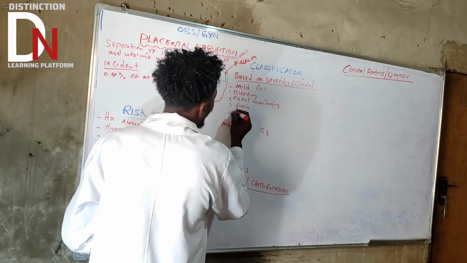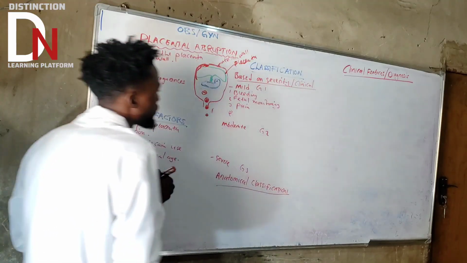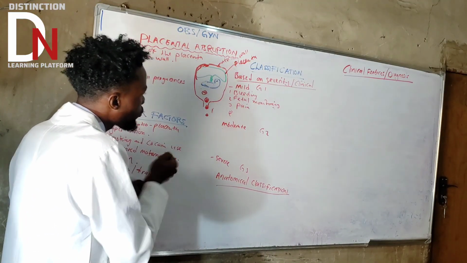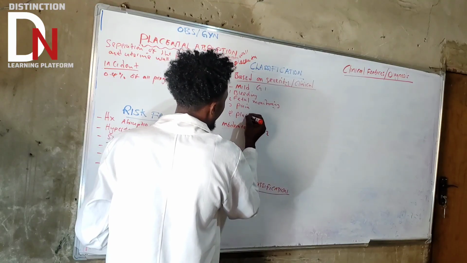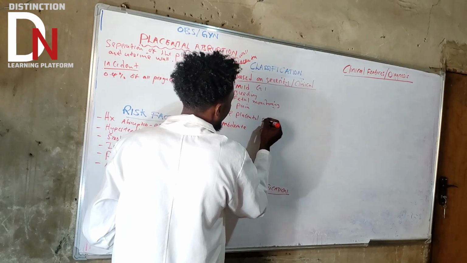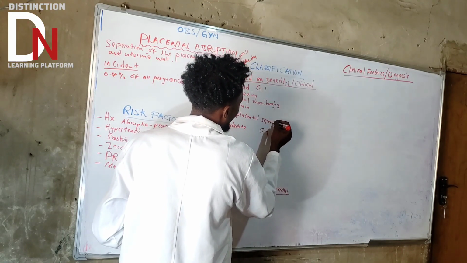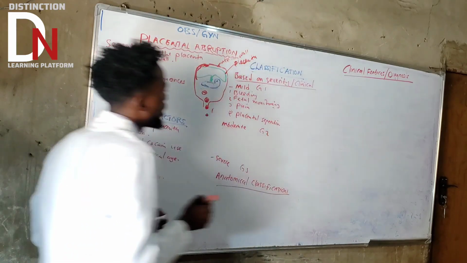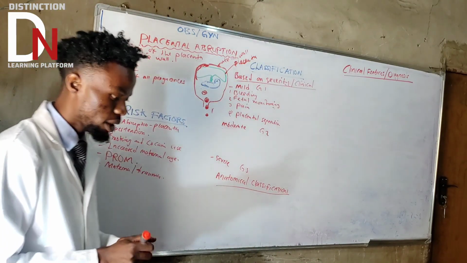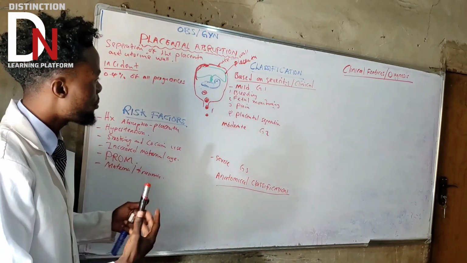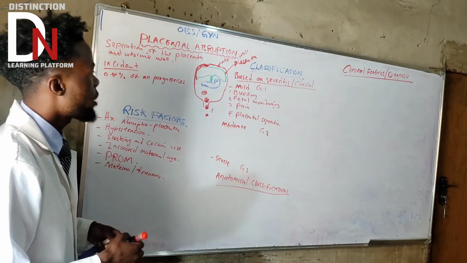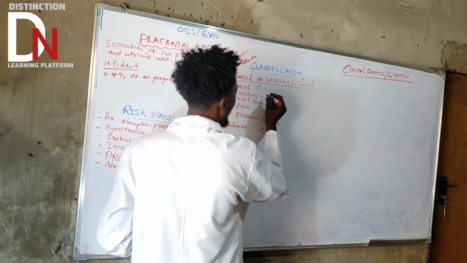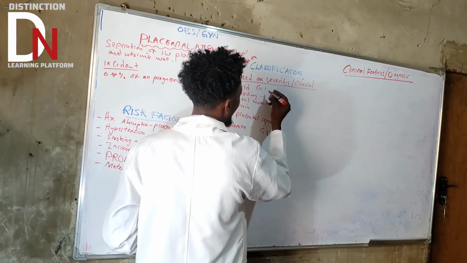Then number 4. Okay. What is number 4 apart from that? There is also placental separation. Okay. Let's start with the bleeding. The bleeding is what? So number 1, under mild or grade 1 placental abruption, the bleeding is mild.